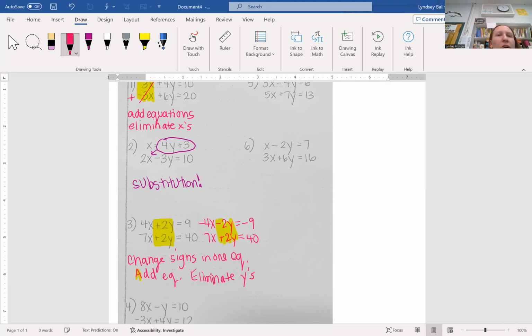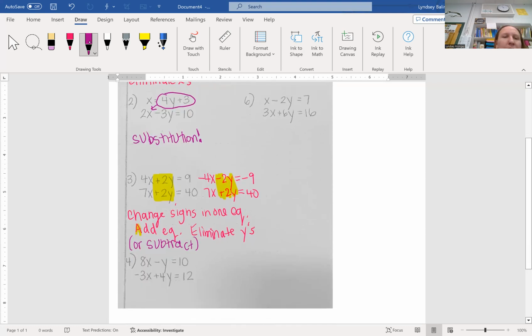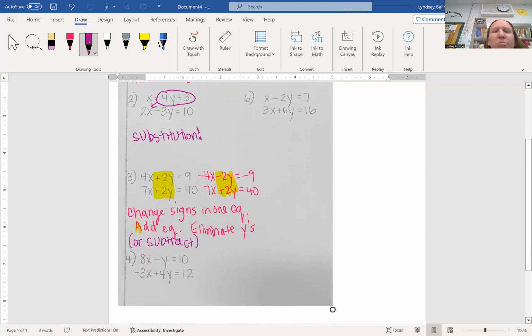Okay, you could also say subtract from the original ones that we had, but that's harder. So I try not to do that if I can. I like to add when possible. So I am definitely a fan of make one of them be negative so that we can add our two equations together. This one, number 4, we got multiple options here.